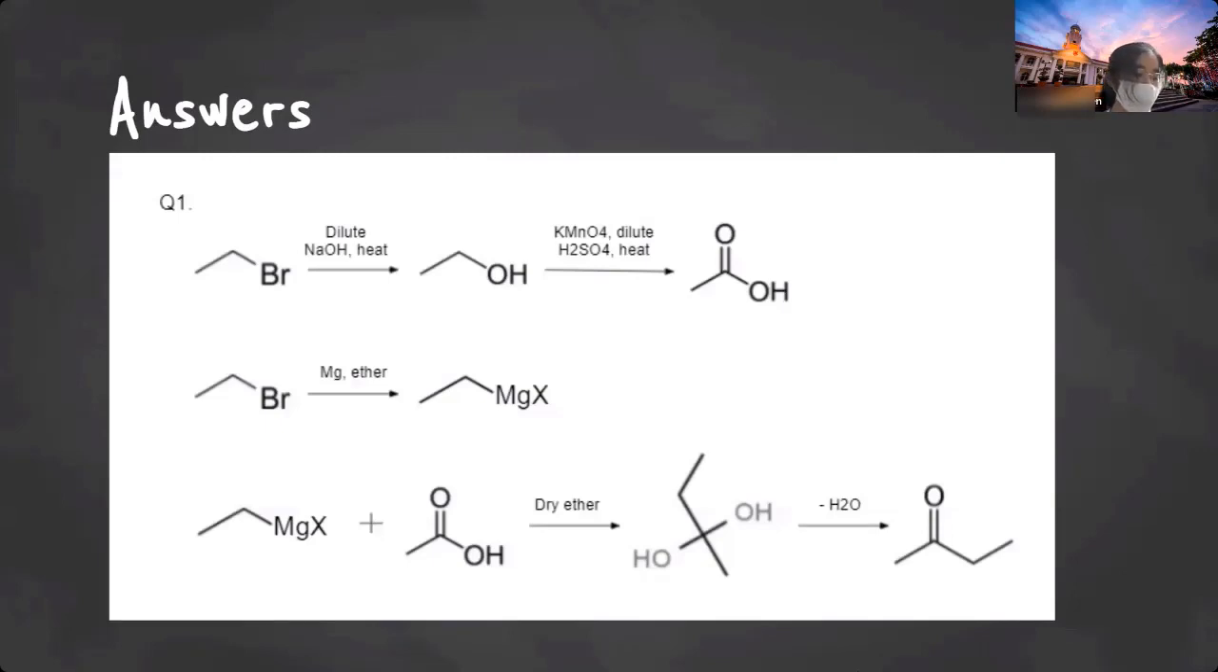So for question 1, bromoethane first undergoes nucleophilic substitution to form ethanol, which then undergoes oxidation to form a carboxylic acid. In a separate reaction, magnesium and ether are added to bromoethane to form a Grignard reagent. The Grignard reagent and carboxylic acid then form a geminal diol. This reaction occurs as the Grignard reagent is a strong nucleophile, although the carbonyl carbon in carboxylic acid is less electron deficient. As the geminal diol is unstable, it loses water to form butanol.